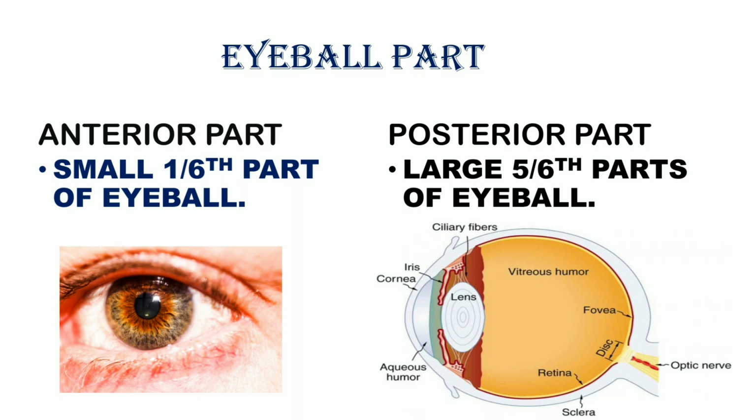Structure of the eyeball. The eyeball is divided into two parts. 1. Anterior part. This is the front part of the eye, making up 1/6 of the eyeball. It is the visible part of the eye that we can see from the front. 2. Posterior part. This is the back part of the eye, forming 5/6 of the eyeball.